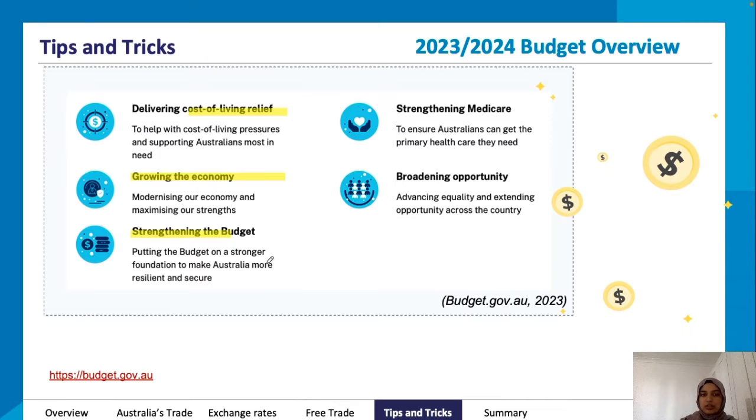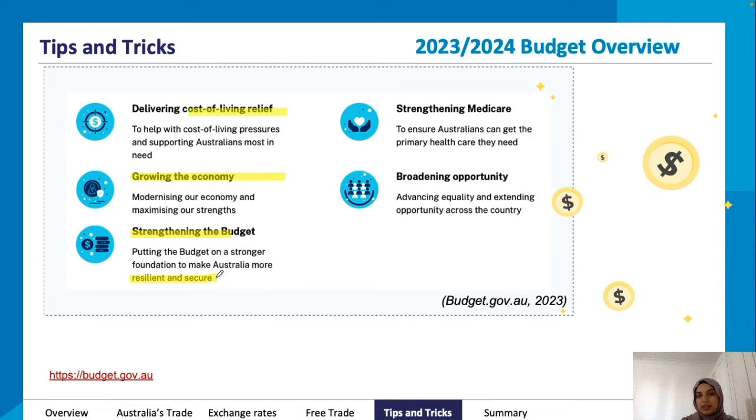Strengthening the budget, so putting the budget on a stronger foundation to make Australia more resilient and secure. Resilient, secure, to bounce back from all of the recent changes in the budget. You know, we had the huge factor of COVID-19 that played a huge role, things like that we want to try and improve as much as we can.